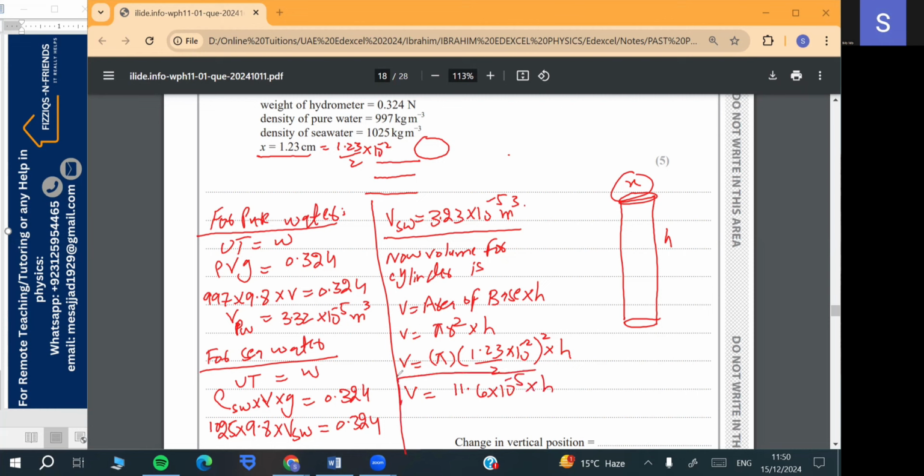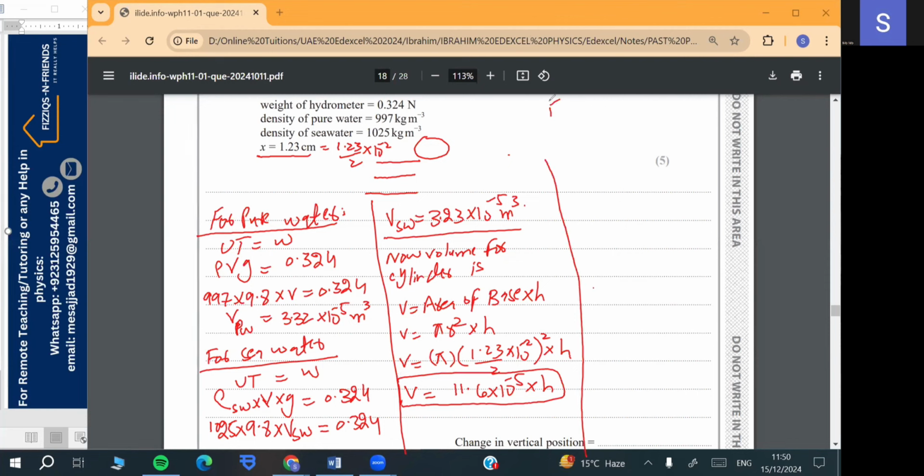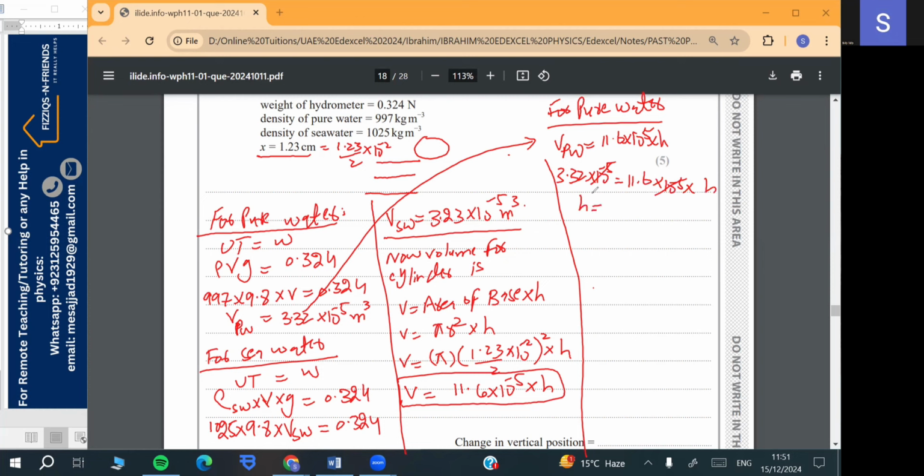Now we have calculated the volume. Now we will apply the same technique for pure water and for seawater. For pure water, the volume equals 11.6 times 10 raised to the power minus 5 times height. What was the value for pure water? It was from here, 3.32 times 10 raised to the power minus 5 equals 11.6 times 10 raised to the power minus 5 times height. So the 10 to the power minus 5 cancels, and the height is 0.286 meters.